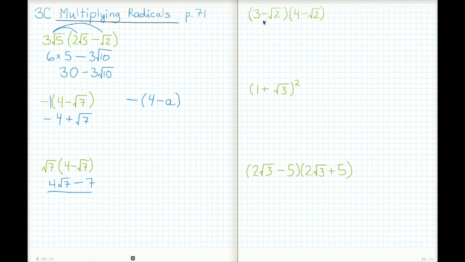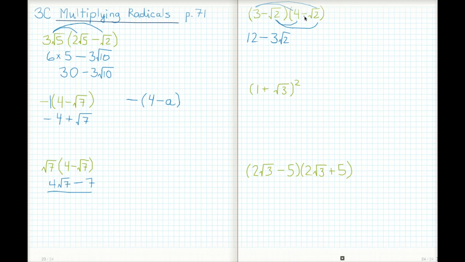Okay, we can also expand brackets with 2 parts to the beginning, so a binomial times a binomial. I do the same thing that I do when it's algebraic. I multiply the first terms by each other. I multiply the first and last, so the outside terms, multiply the inside terms, and multiply the last terms of each binomial. Again, everything in this bracket by everything in this bracket. So 3 times 4 is 12. 3 times a negative square root 2 is minus 3 square root 2.